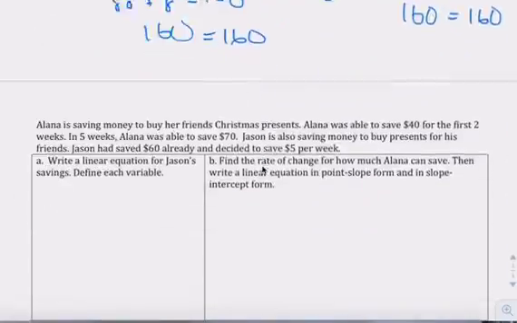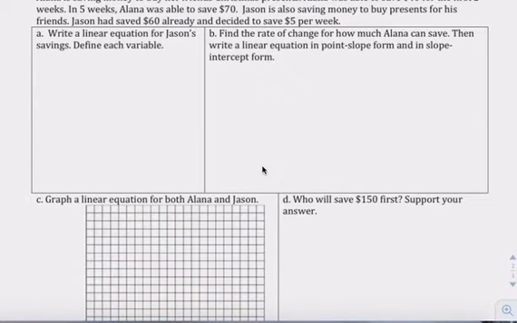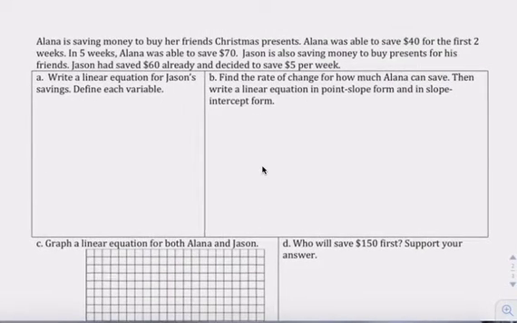Okay, now the back. This you should know how to do. It's like last night's homework. It will most likely be on your test. Alana's saving money to buy her friend's Christmas present. Alana is able to save $40 for the first 2 weeks. So 2 weeks and $40. In 5 weeks, Alana was able to save $70. So 5 weeks.